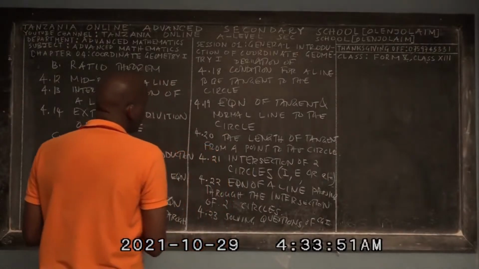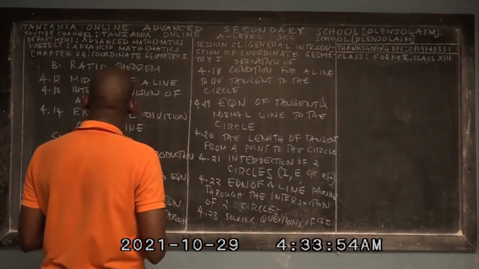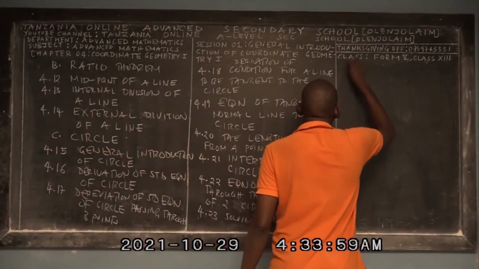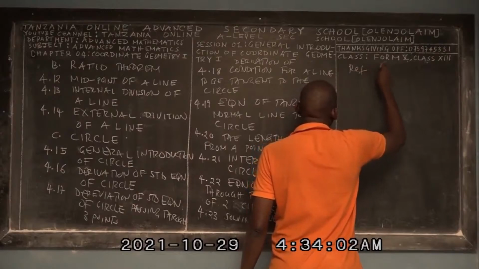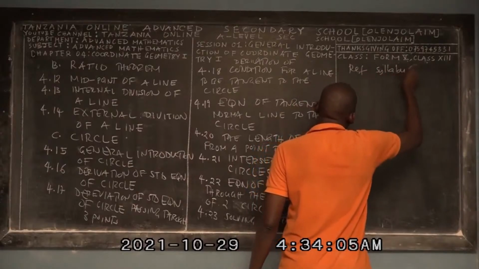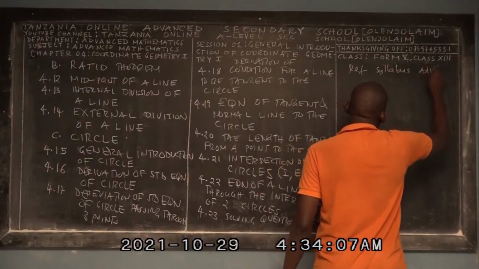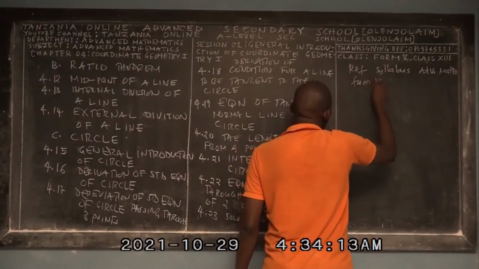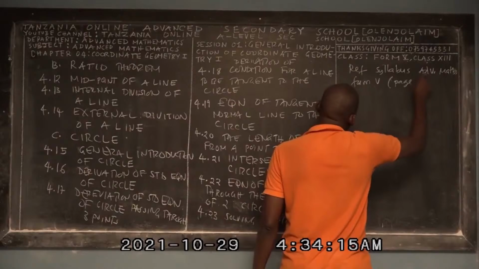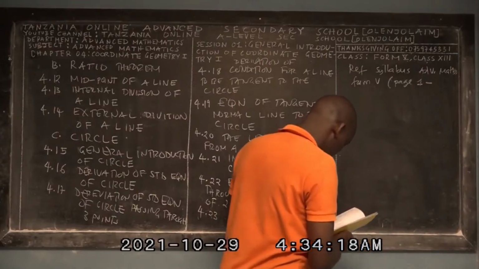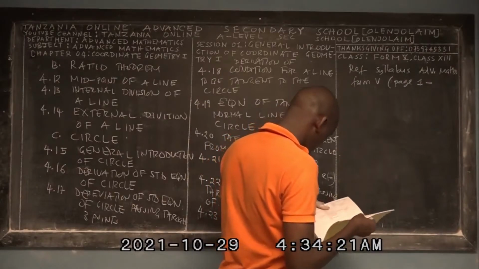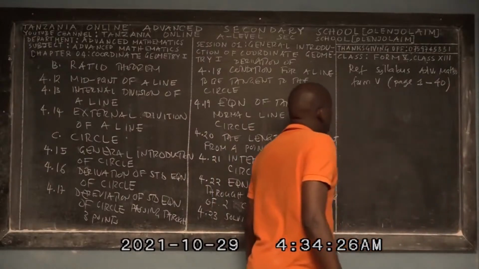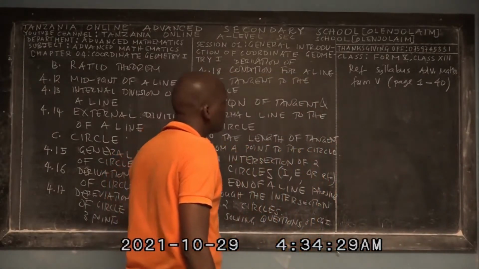And also, in case you want to know all of this information, if you want to refer to the syllabus of advanced mathematics Form 5, then you have to cross-check maybe page 40. So this is all about the contents for advanced mathematics in Form 5.